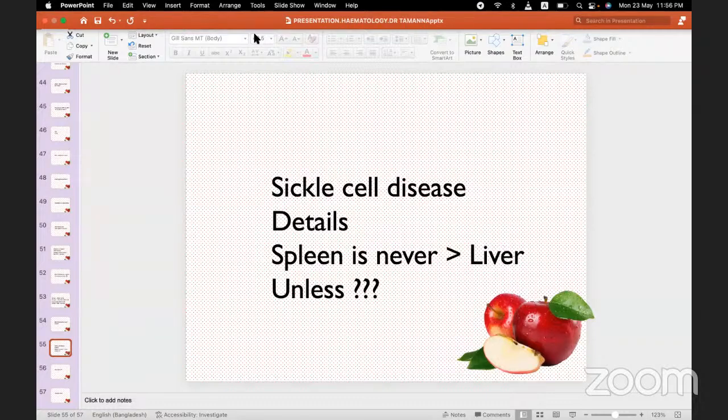Quality. Abnormal quality, like SCDE. These are abnormal hemoglobin. So it is a quality.